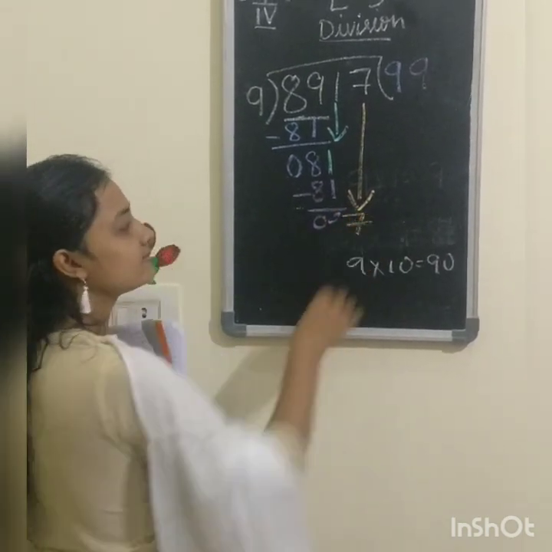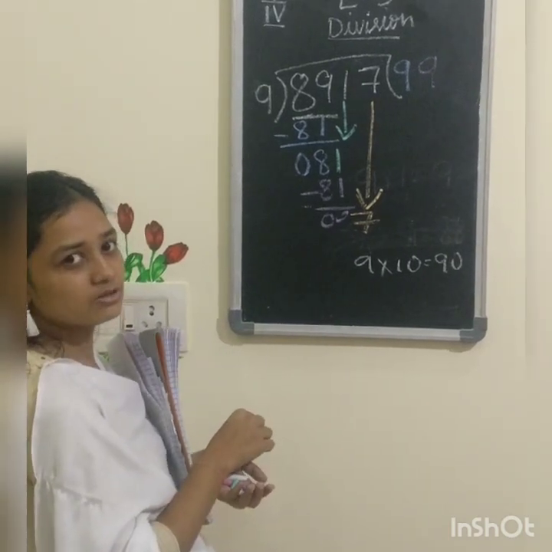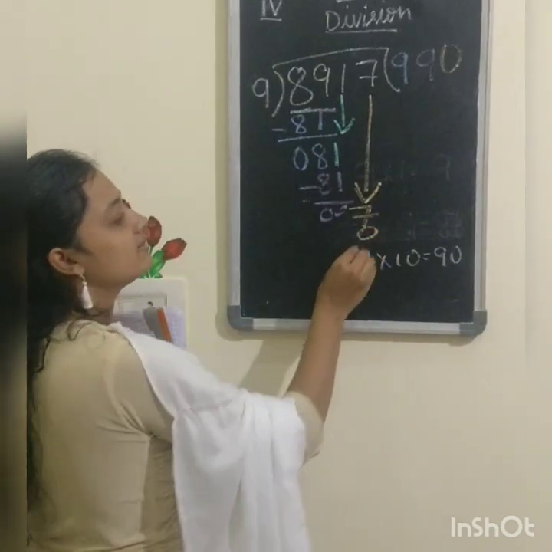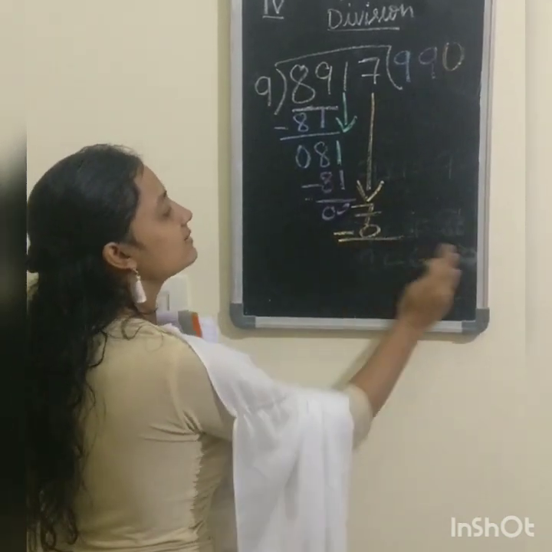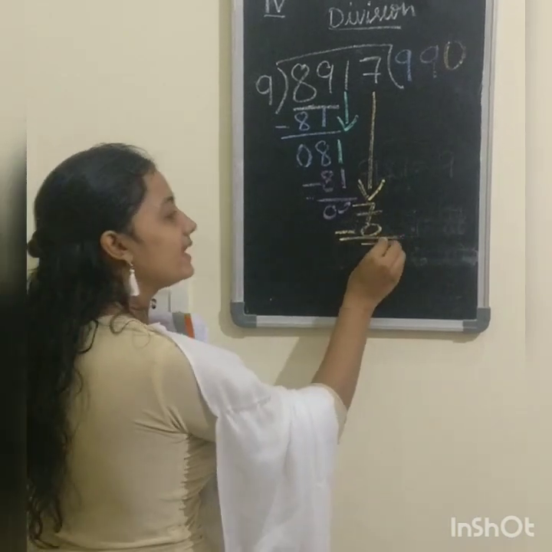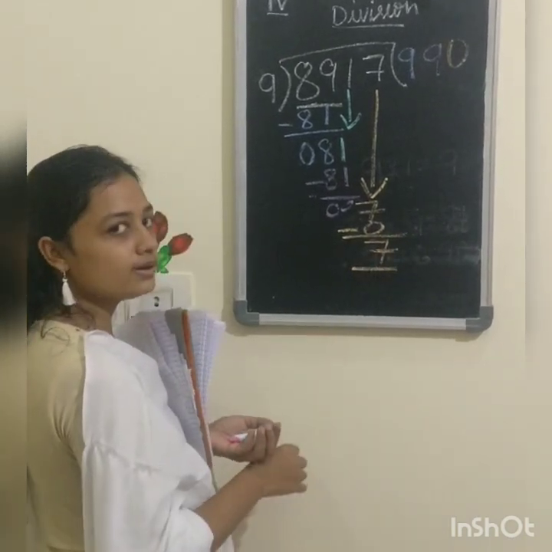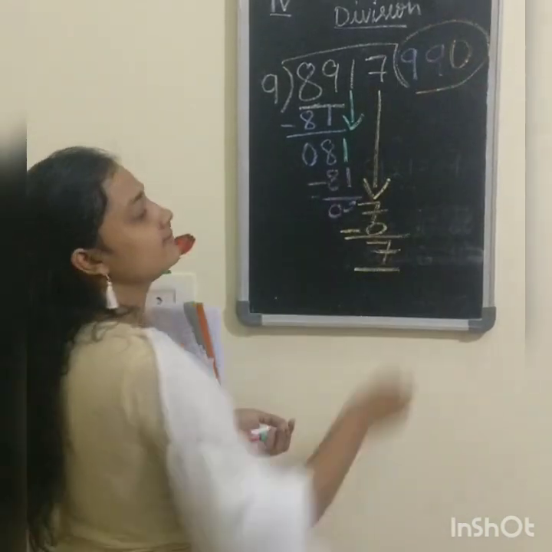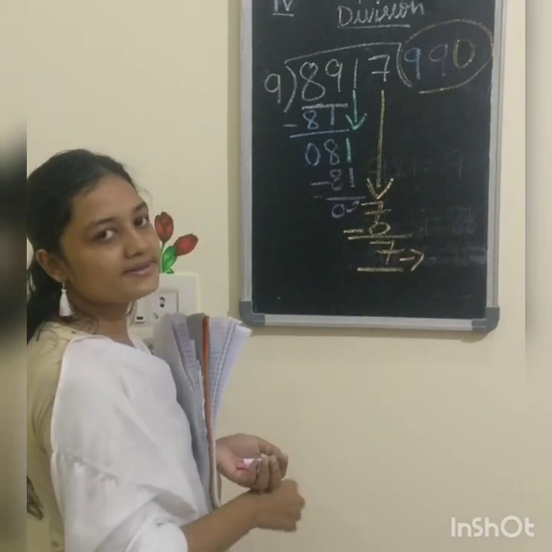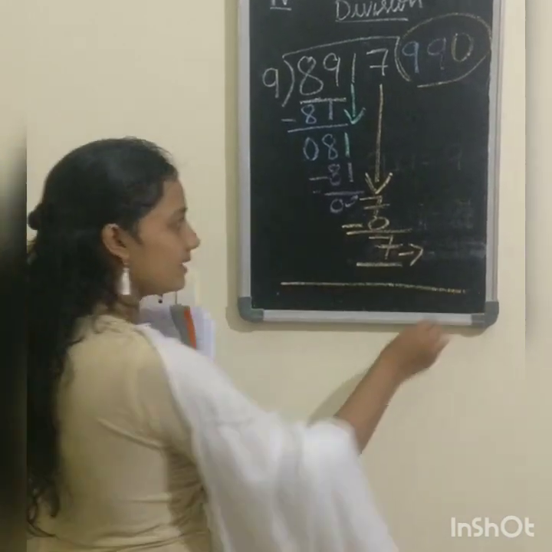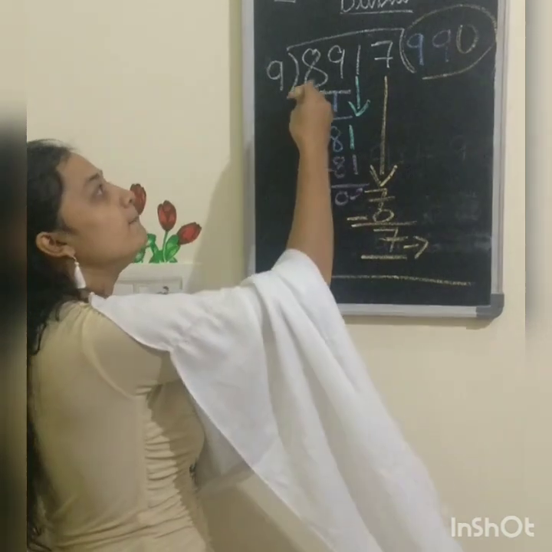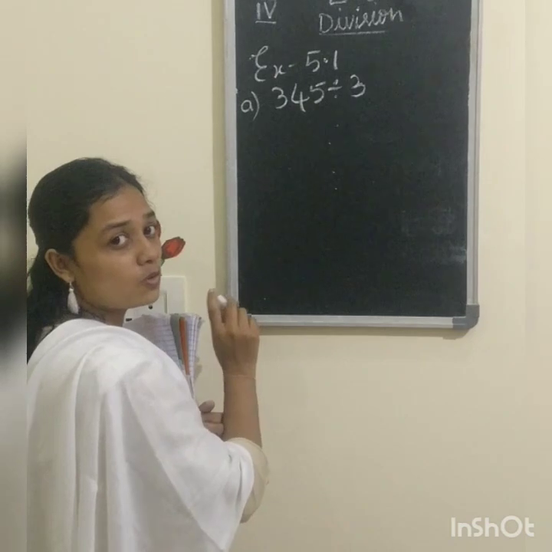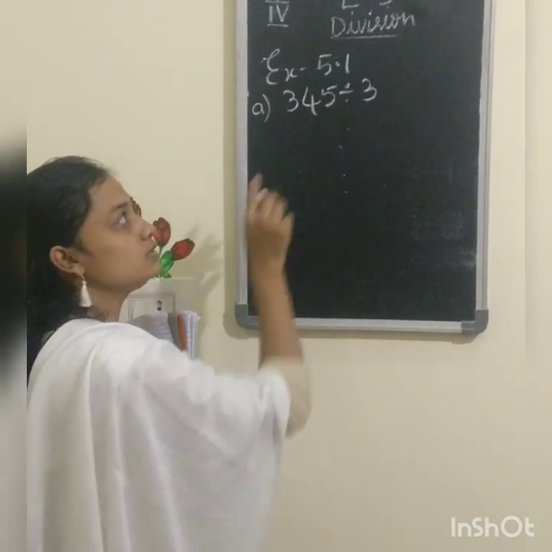This 7. Now in 9 tables do I get 7? No. So what I write? I write 0. 9 zeros are 0. I subtract 7 with 0 and I get the answer 7. So what is my quotient or answer? It is 990. And this 7 is called remainder. This is how we divide a big number in long division type. Now let us go for exercise 5.2.